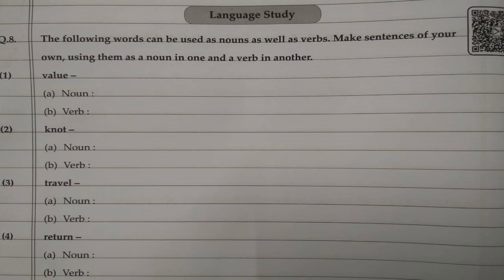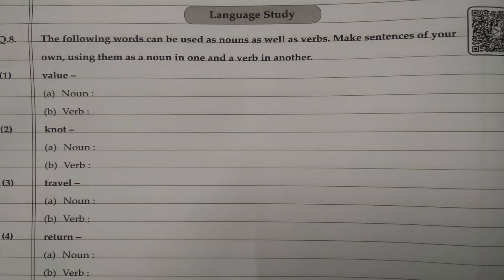Now see the first one here, that is value. Now in the noun form, he has old-fashioned values. Now always the noun answers the question what. He has what? Old-fashioned values. Okay. Now then we are going to the verb sentence of that same word, that is value. Now verb is a doing word or an action word. So the sentence for this is, I value these old photographs.